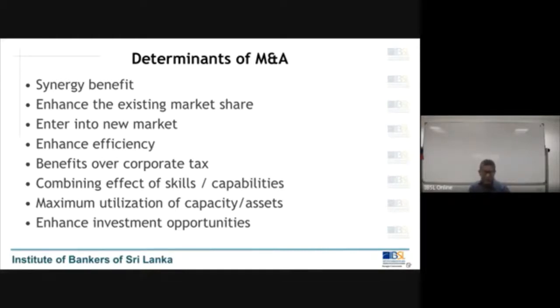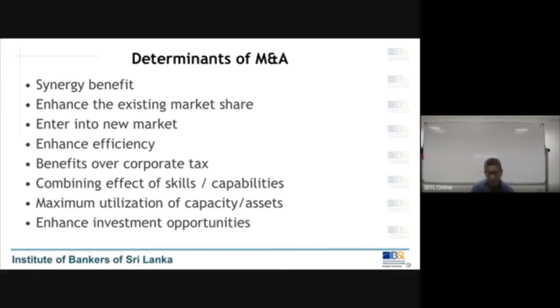You can further revise. Then maximum utilization of capacity, to make use of your asset base and to enhance the investment opportunities. And also you can say create barriers to entry, because you go with another organization. Another example, these are some of the advantages: market access, geographical expansion, economies of scale, risk and loss sharing. So there are some advantages as well. You need to remember this.